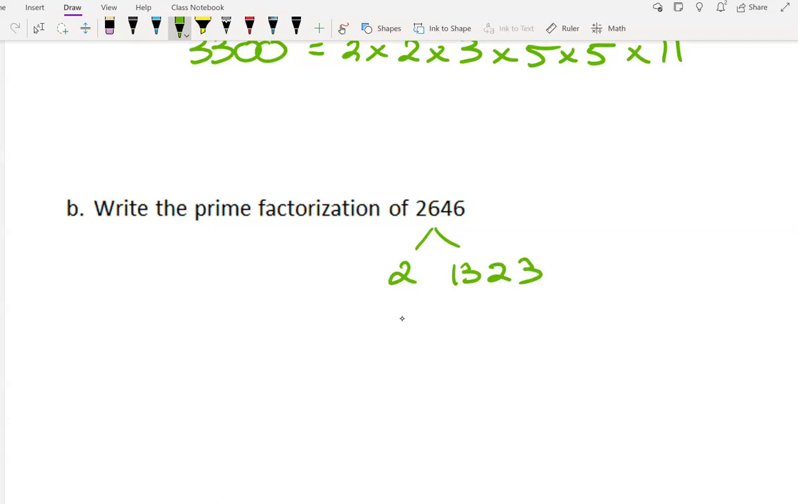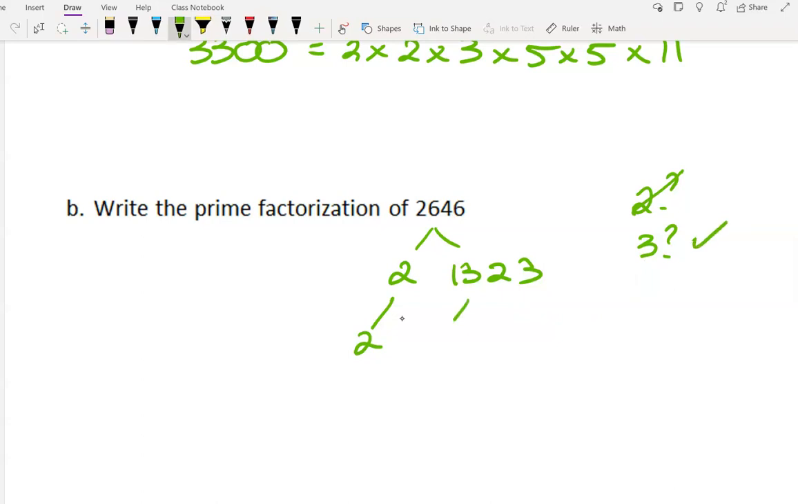Okay. So 2 is prime. That's good. Is this prime? I don't know. So I've got to do a process of elimination here. First of all, can it be divisible by 2? No. Can it be divisible by 3? Well, you guys know the rule to figure out if it's divisible by 3? If you add up these numbers, 1 plus 3 plus 2 plus 3, you get 9. If 3 goes into this sum, it's divisible by 3. So that means I can divide 1,323 by 3.